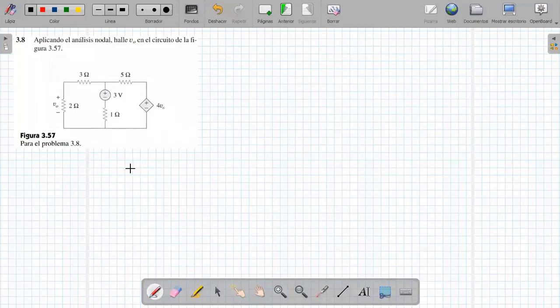Good morning, colleagues. Today we are going to solve exercise 3.8 from the book Fundamentals of Electric Circuits by Sadiku. In this exercise we are asked to determine the voltage V sub 0. As before, what I advise you is to redraw the circuit in a way that you understand it better. In this circuit, we observe that it has a dependent voltage source that depends precisely on the voltage.